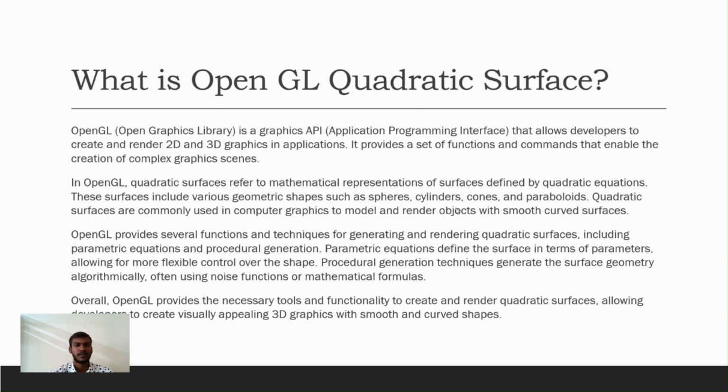OpenGL provides several functions and techniques for generating and rendering quadratic surfaces, including parametric equations and procedural generation. Parametric equations define the surface in terms of parameters, allowing for more flexible control over the shape. Procedural generation techniques generate the surface geometry algorithmically, often using noise functions or mathematical formulas. Overall, OpenGL provides the necessary tools and functionality to create and render quadratic surfaces, allowing developers to create visually appealing 3D graphics with smooth and curved shapes.